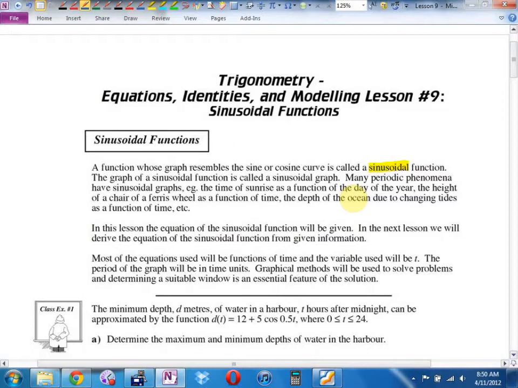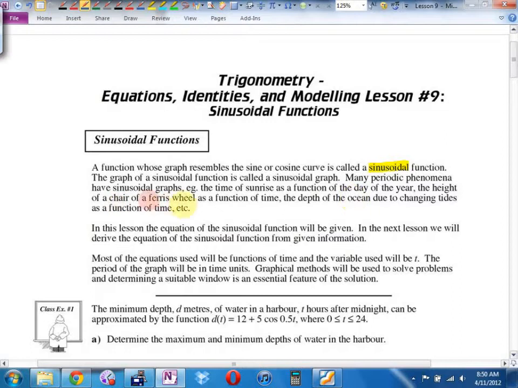If you graph it over time, you'll find that the sunrise and sunset, the daytime lengths, form a beautiful sine or cosine curve. Oh, and I can even tell you what the period would be, 365. That would be the length of one curve. What would the amplitude be, Mr. Dueck? I don't know, the length of the longest day divided by two, because it goes up and goes down.